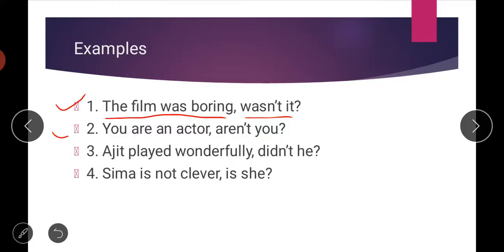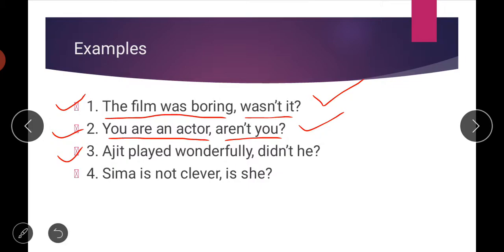Then second is, you are an actor, aren't you? Again we are asking a person, you are an actor, aren't you? Similarly here again we have used a positive statement, and the tag is negative, are not. Here aren't means are not, it's a short form. In the first one also we have written wasn't, which means was not. Then third is, Ajit played wonderfully, didn't he?